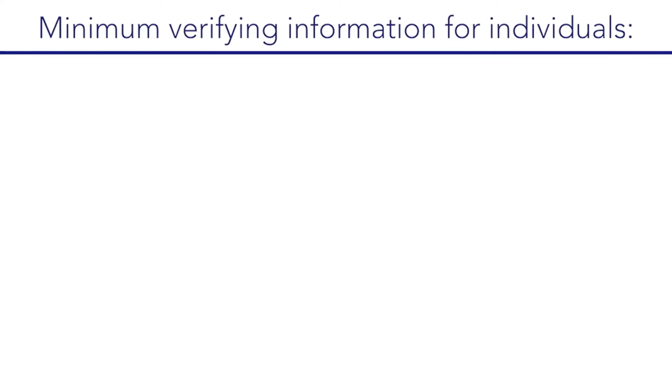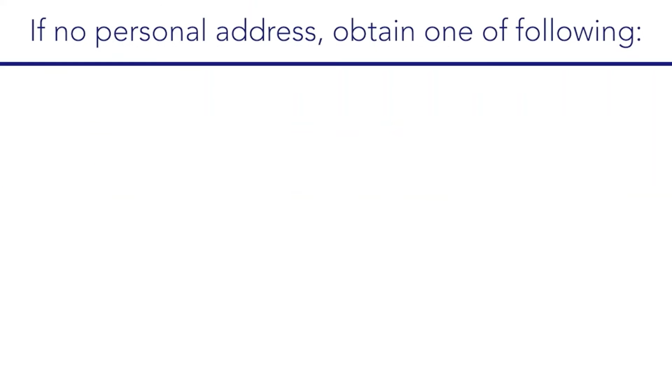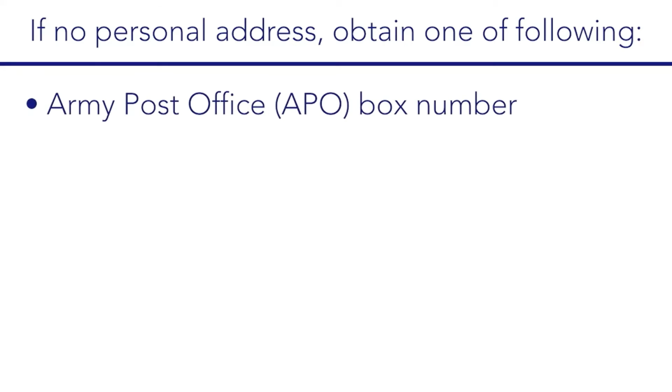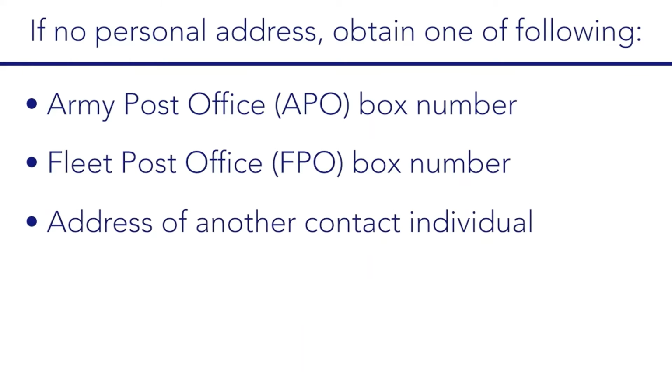The minimum information you must record about an individual before opening an account is name, date of birth, and residential or business street address. If the individual has no residential or business street address, you must obtain either an Army Post Office, APO, box number, a Fleet Post Office, FPO, box number, or the residential or business street address of next of kin or another contact individual.